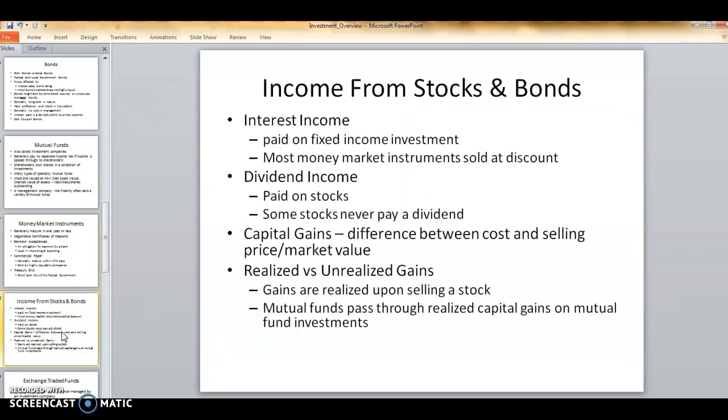Income from stocks and bonds. Bonds pay interest income. Stocks pay dividend income to the holders, right? Note that there are some stocks that never pay dividends. So, for example, Berkshire Hathaway has been around for a very, very long time, since the early 60s, but they've never paid a dividend.